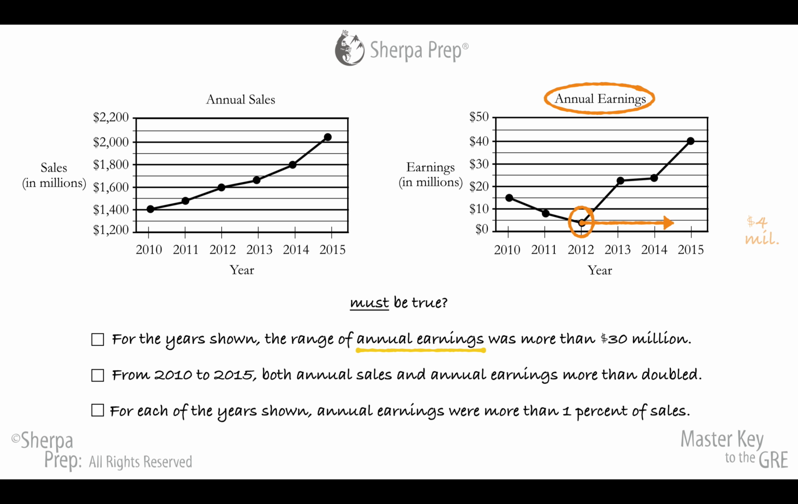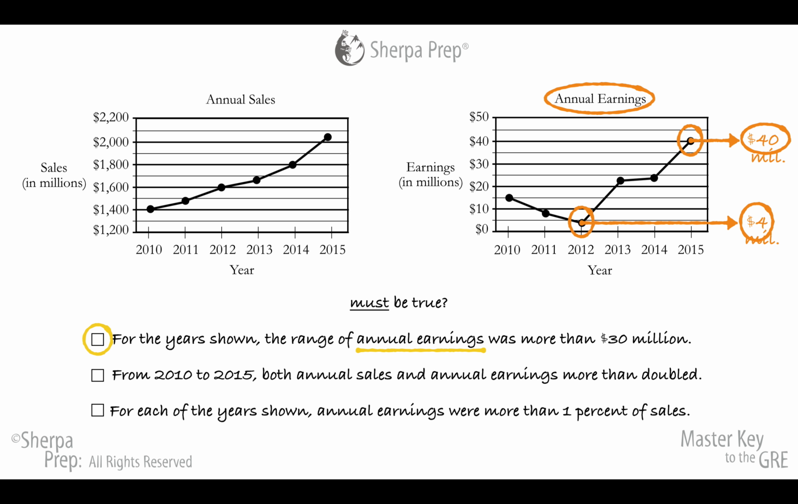Let's call it $4 million. And when we look at 2015, the greatest value, that's at $40 million. Well, from 4 to 40, that's a distance of $36 million. That's a range that exceeds $30 million. So yeah, the first statement is most definitely true.